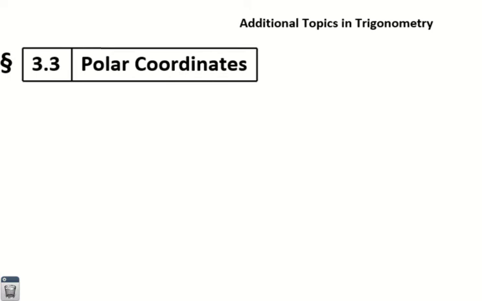Alright, gang, with 3.3, we're going to be switching gears a little bit. It's actually probably going to seem like a major change of gears, but 3.1 and 3.2 definitely fit together nicely and made kind of like a package together. And so in 3.3, we're going to be talking about these things called polar coordinates.